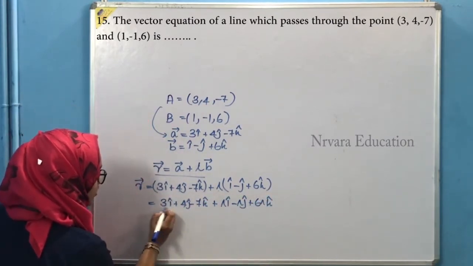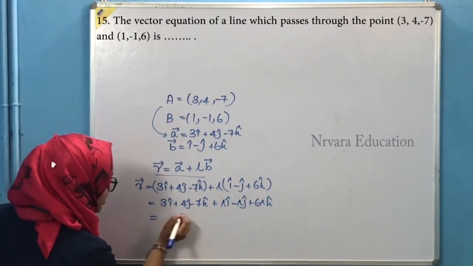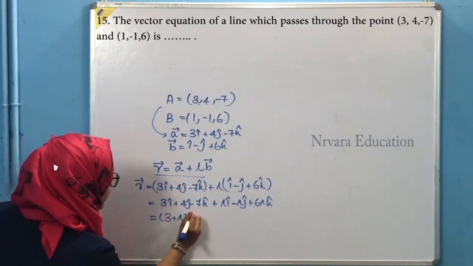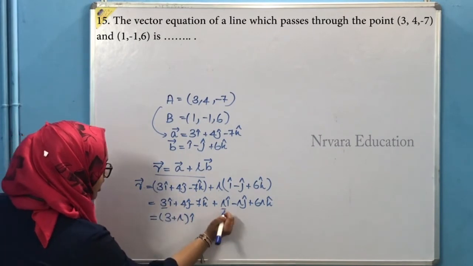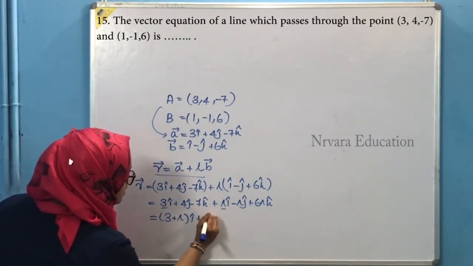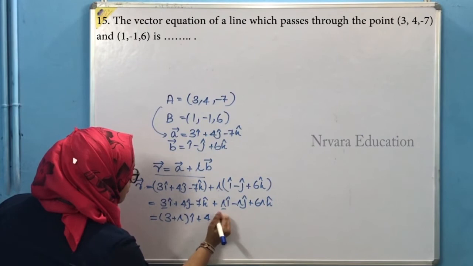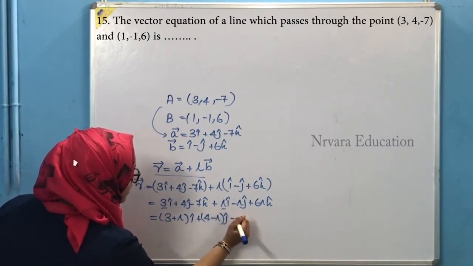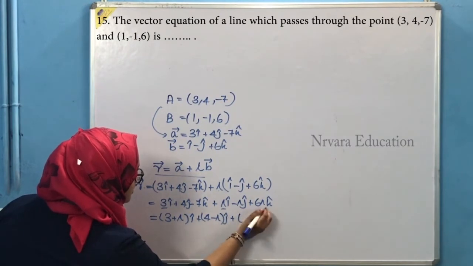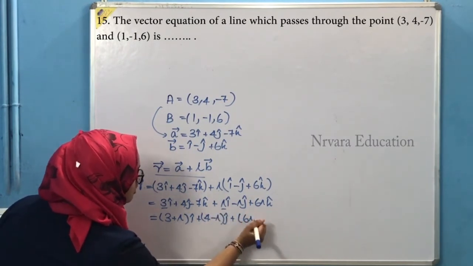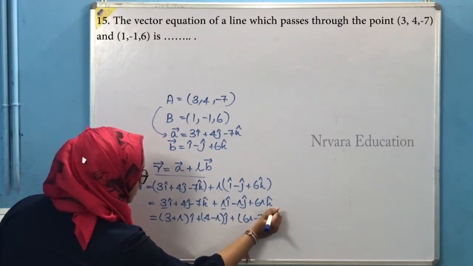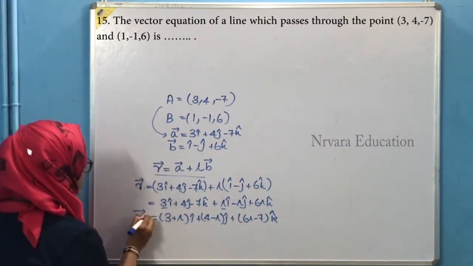Then, combining the like terms together, we get 3 plus lambda into i, since 3 and lambda are i cap terms, plus 4 minus lambda into j, plus 6 lambda minus 7 into k. This is our answer.